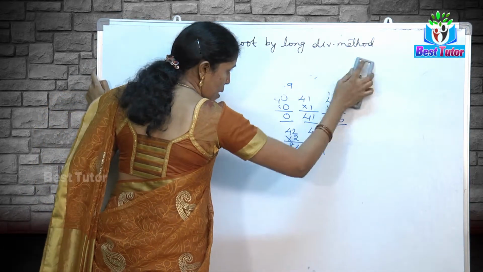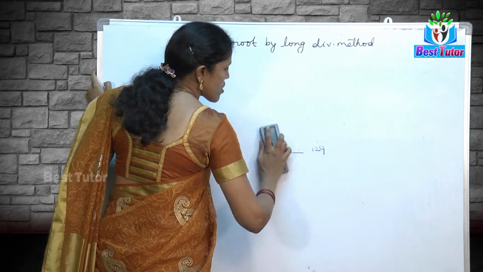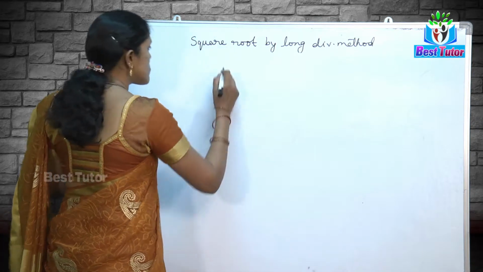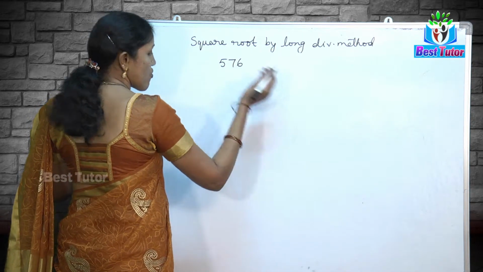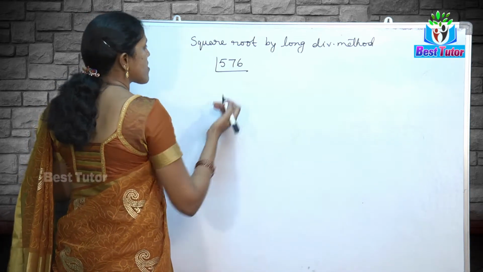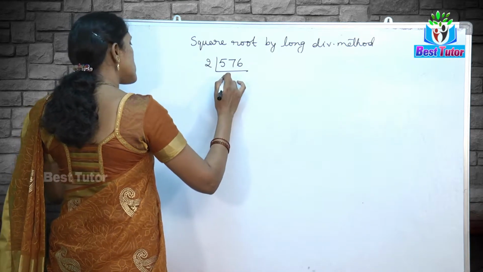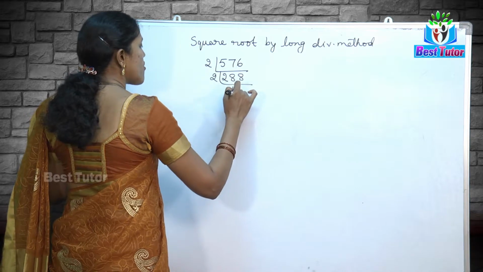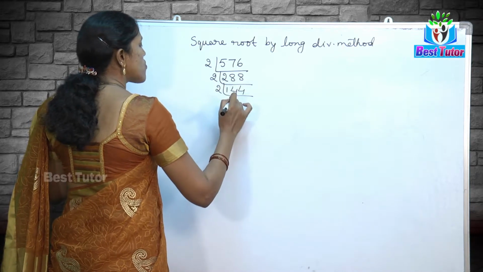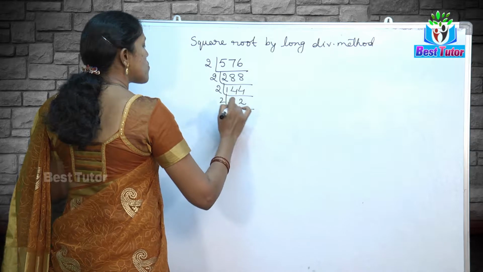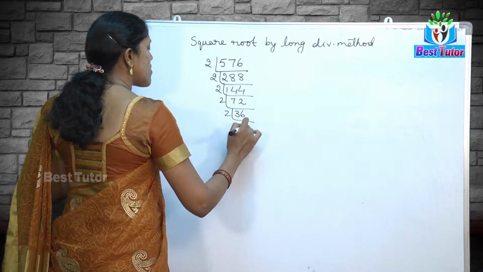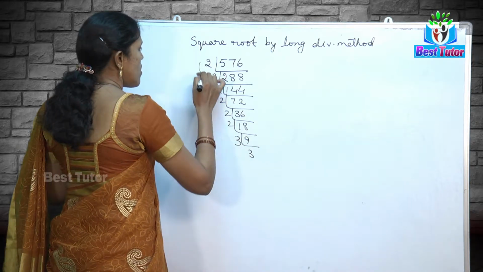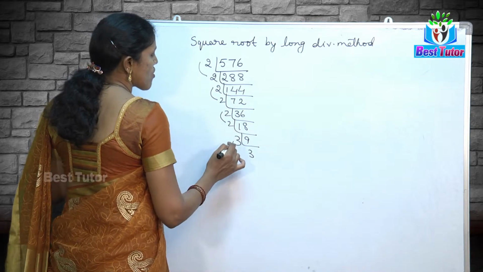Now, do we get the same answer even with the prime factorization method? Let us work out. 576, as we have observed, is going to be a perfect square and it is divisible by 2 here. 2 2s are 4, 2 8s are 16, 2 8s are 16. Then again 2 144s are 288, 2 72s are 144, 2 36s are 72, 2 18s are 36, 2 9s are 18 and 3 3s are 9. So, let us observe whether we have got pairs of prime numbers or not.